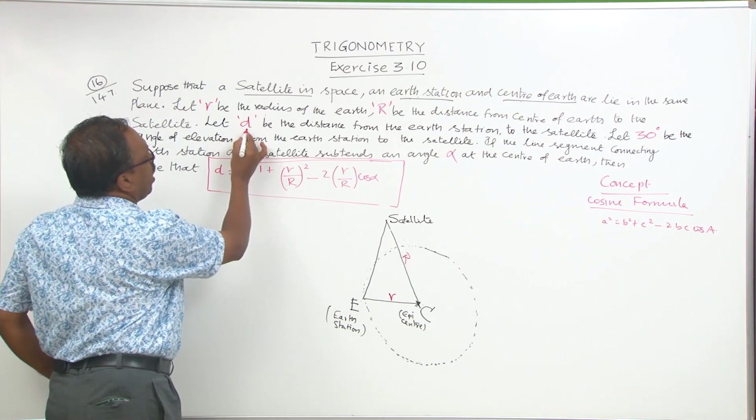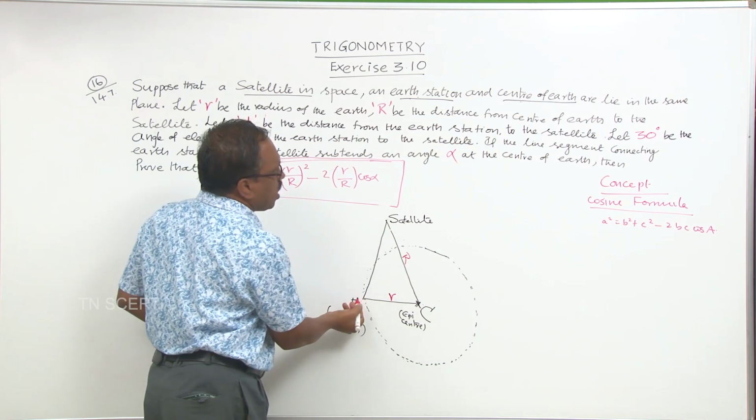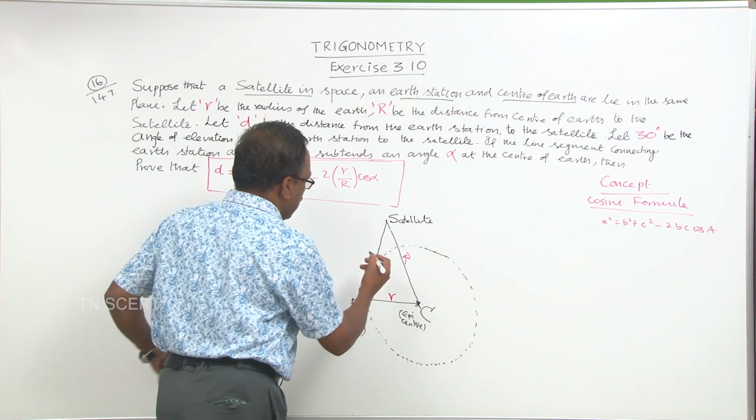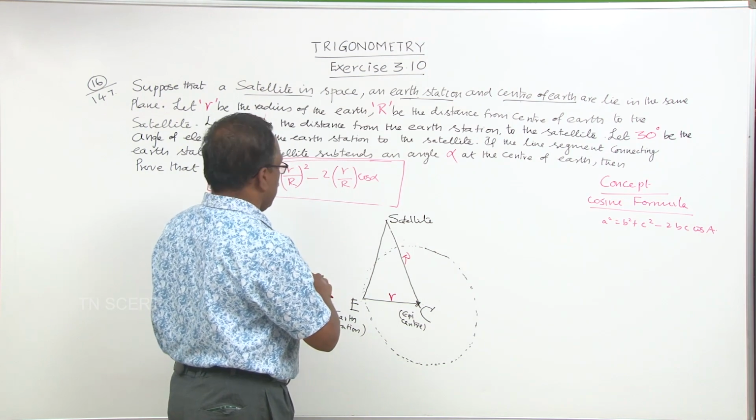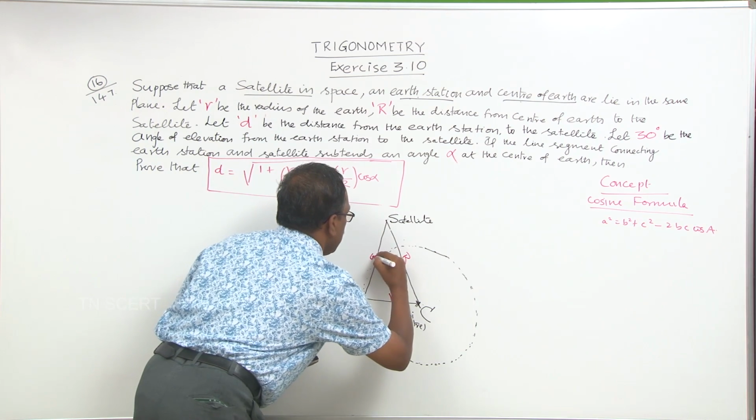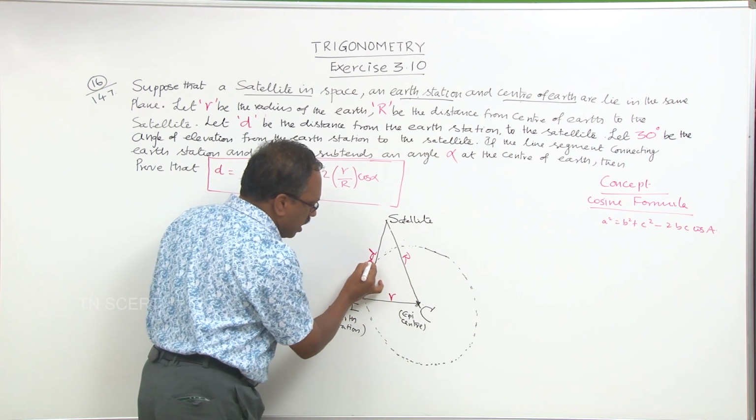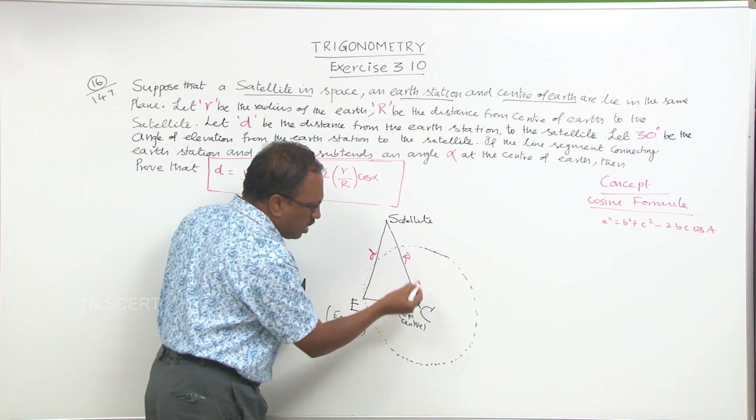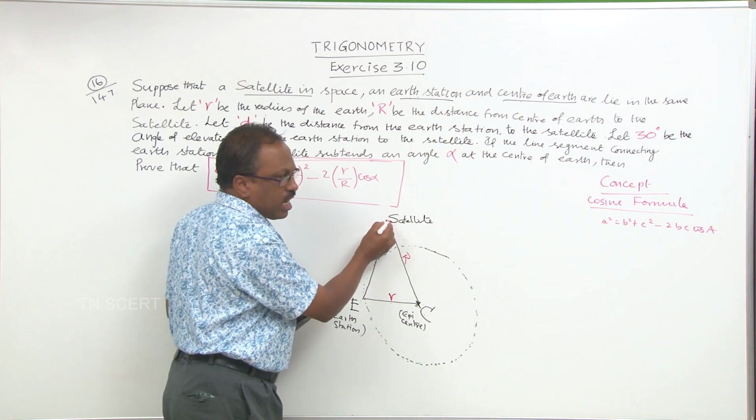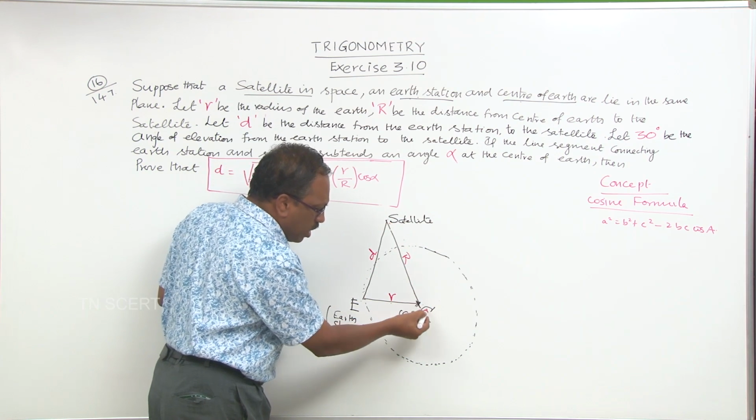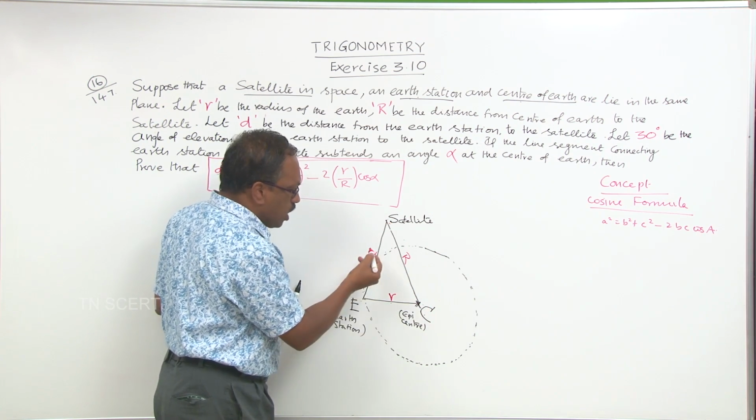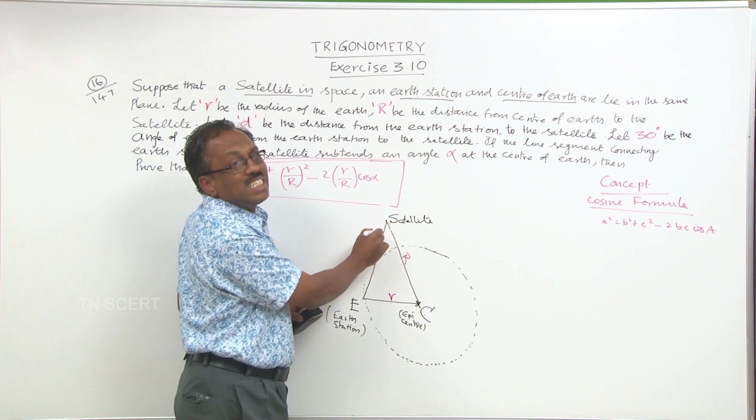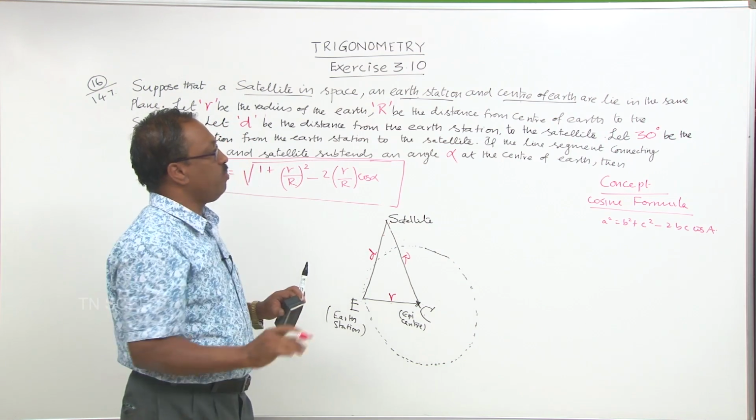And let small d be the distance from the earth station to the satellite. So this is nothing but the small d. So this is d, this is small r, and this is capital R. Capital R is the center of earth to the satellite, small r is the center of earth to the earth station, and small d is the earth station to the satellite. This is what is given.